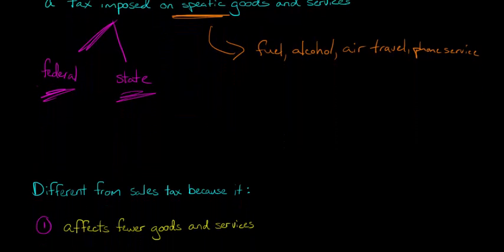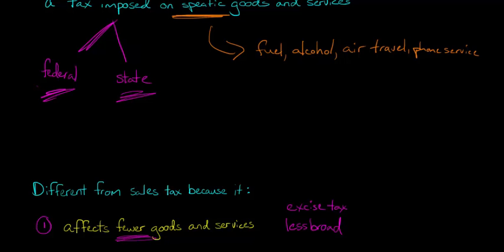It's different from a sales tax because it's going to affect fewer goods and services, and this is one of the key concepts here. If you go into a grocery store or a retailer and you start picking items off the shelves, most of them are not going to have an excise tax associated with them. However, most of them are going to be subject to sales tax. So the excise tax is less broad in terms of its applicability.